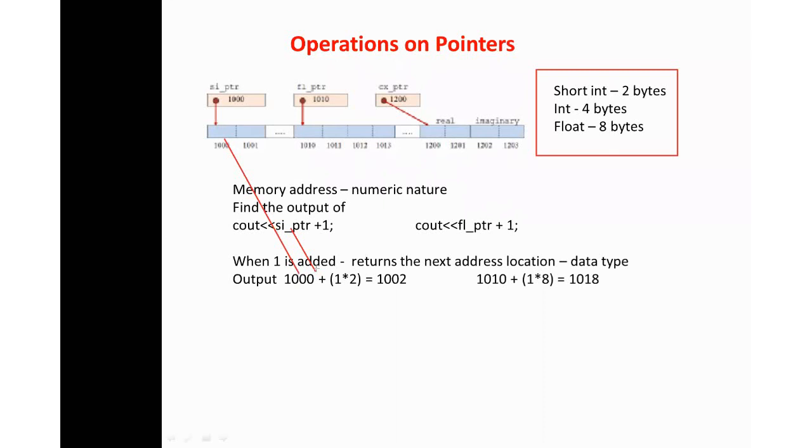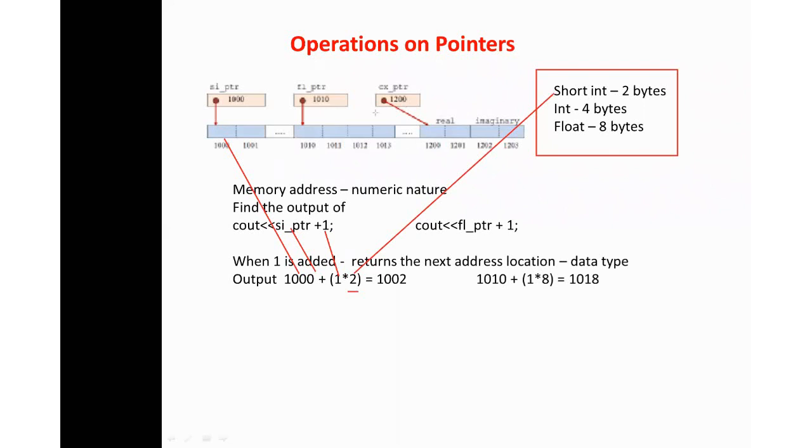Next, I have given it as 1 into 2. Here 1 is the increment, the number of positions to be incremented, and 2 means the number of bytes. Is it clear for you? Wherever the lines that I have crossed, is it clear for you?